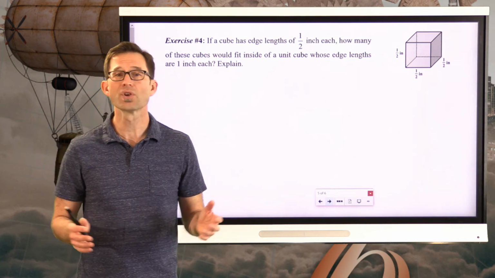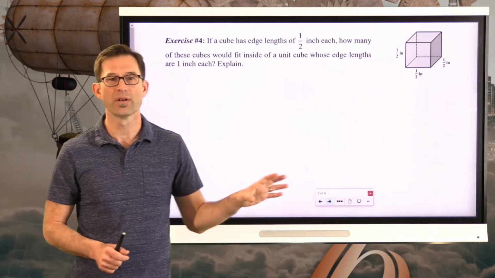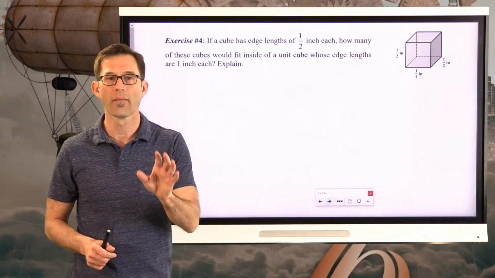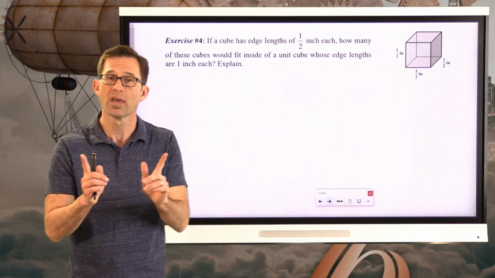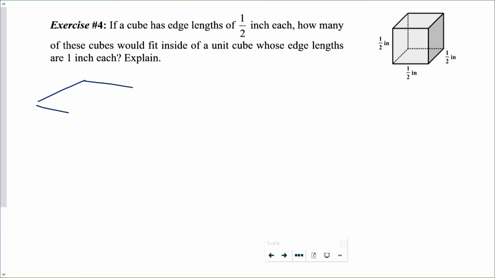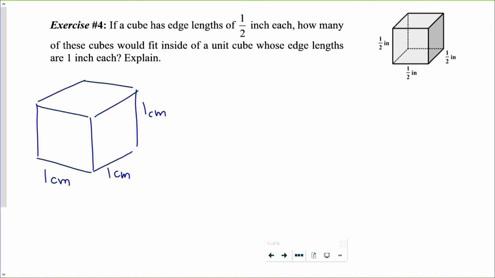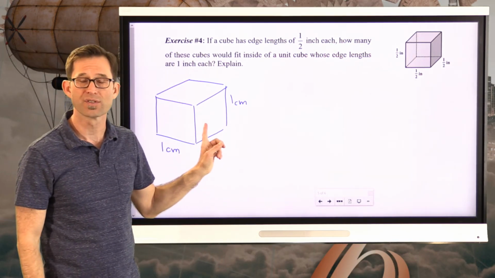All right, well, this is all about volume, right? How many of one thing fits inside of another thing is really all about volume because it's about taking up 3-dimensional space. Now, keep in mind, what I'm really asking is, if I have a unit cube, right? So if I have a cube that is 1 centimeter by 1 centimeter by 1 centimeter, how many of these cubes will fit inside of this one?